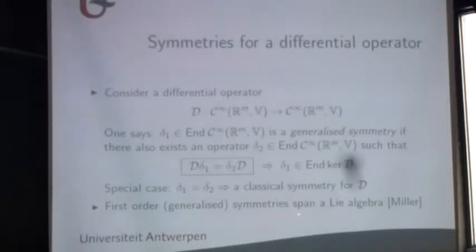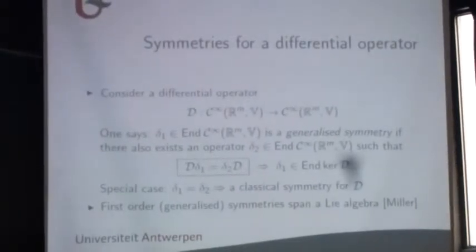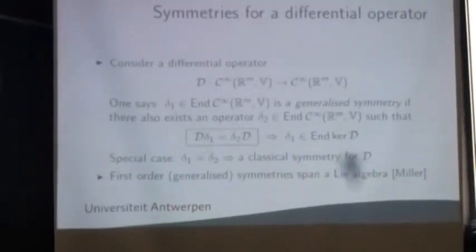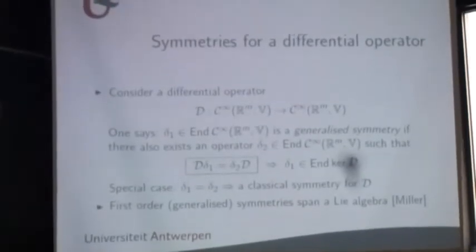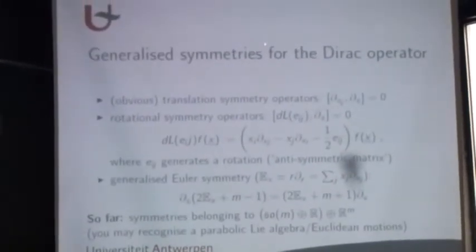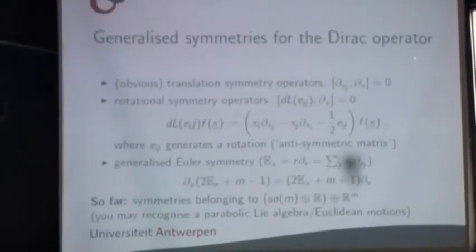First order symmetries always span a Lie algebra. This is quite classical. Miller wrote a book on it, Symmetries for Differential Operators and Separation of Variables. It was later used in a variety of contexts. So wherever you have special solutions for differential operators, it may be cylindrical or spherical coordinates, it always boils down to using the symmetries of the operator. And what I will do is to look at the symmetries for my Dirac operator.